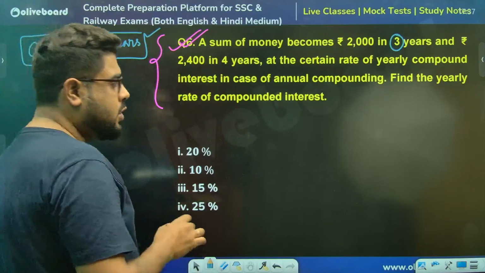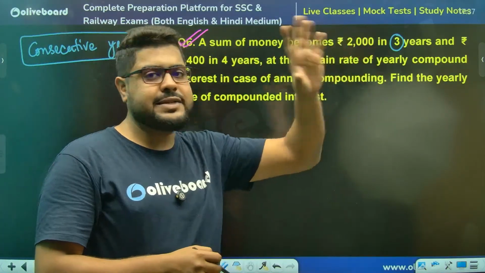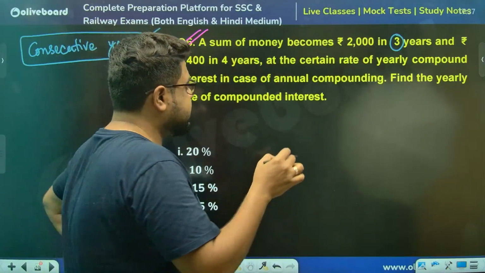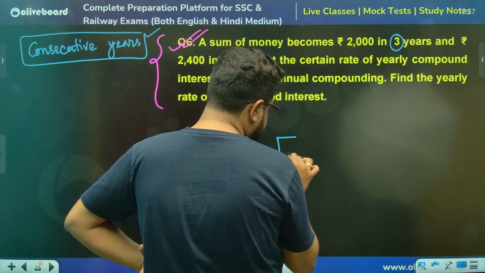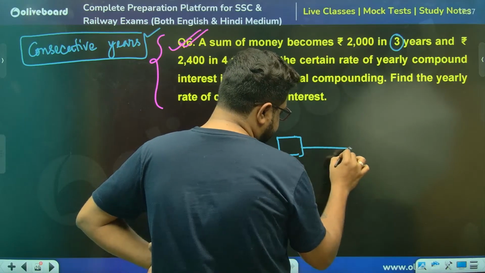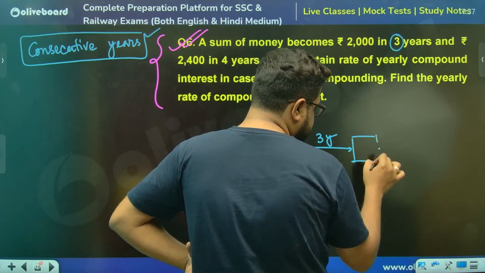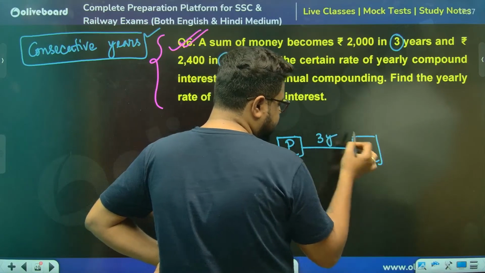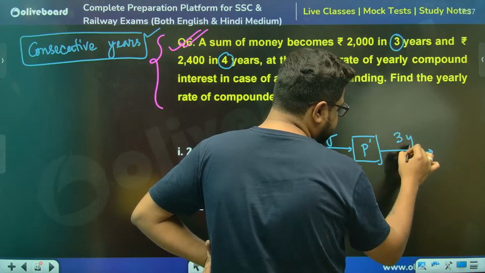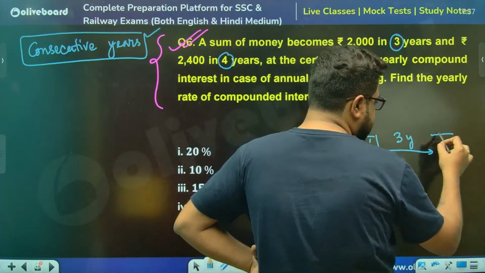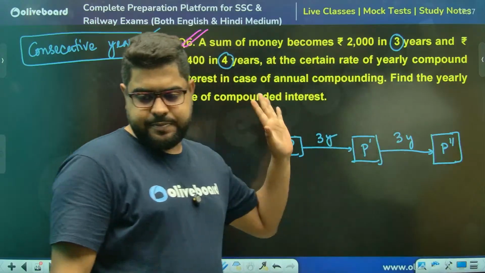This one, or the other situation will be the gap will be the same. Gap same means, let's say this was P, after 3 years it has become P prime, and after another 3 years, or 6 years in total, it has become P double prime. This is the second situation.